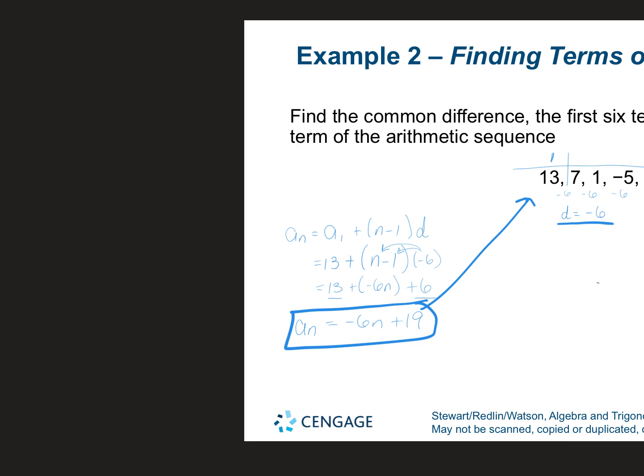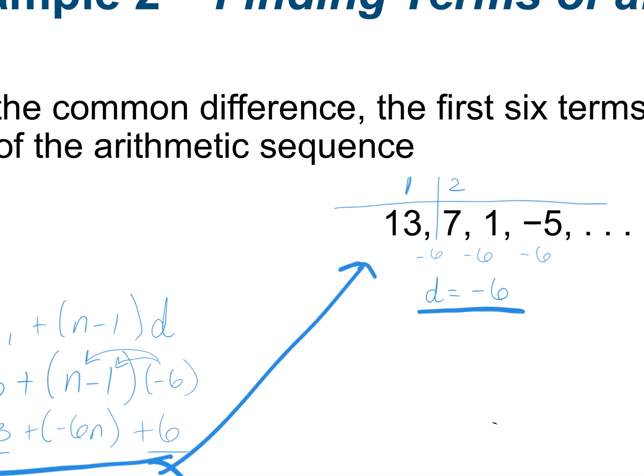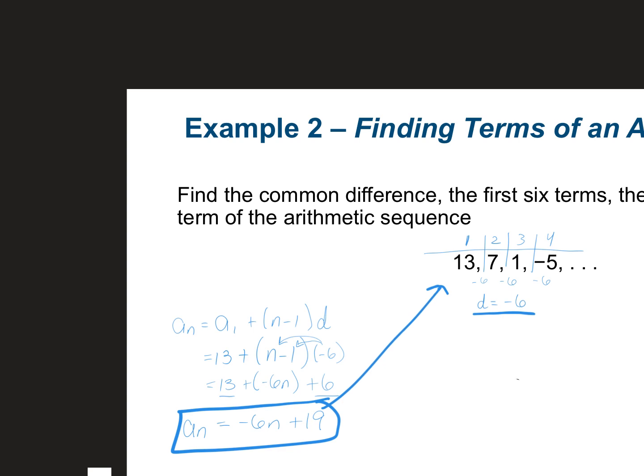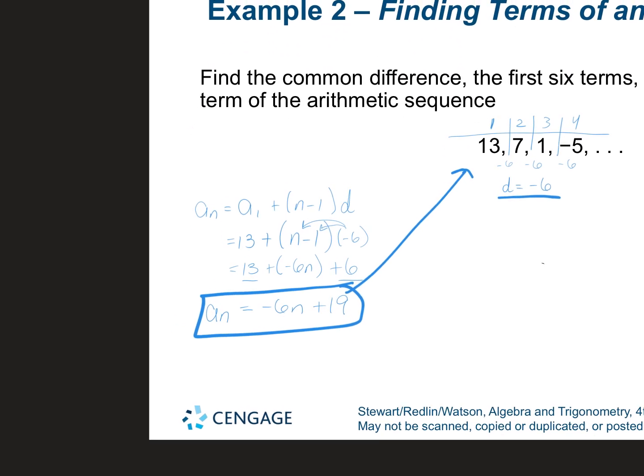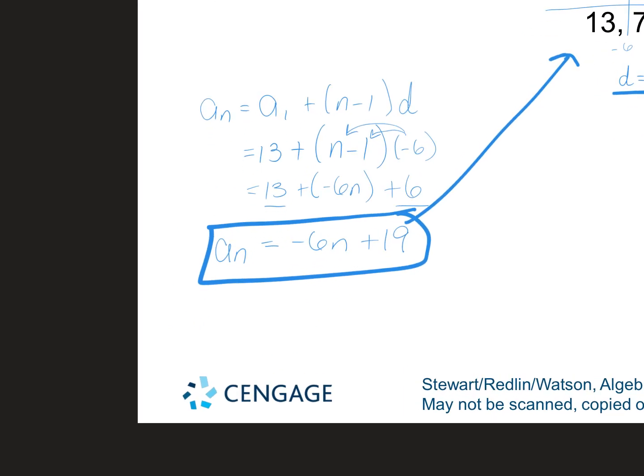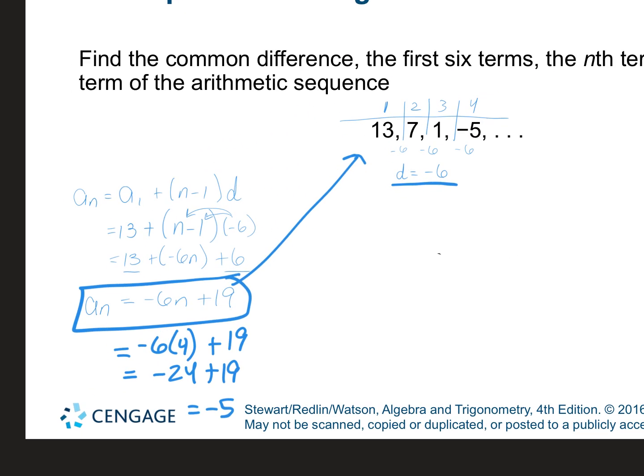So if I was going to say, okay, what's the fourth term? This is the second, the third, and the fourth. So the fourth term of this sequence we see is negative 5. So let's just check our rule and see. I say negative 6 times, I'm looking for the fourth term, so that's what I put in for n, plus 19. Well, negative 6 times 4 is negative 24 plus 19. Negative 24 plus 19 equals negative 5. What is the fourth term of this sequence? Negative 5. So that's the rule that we wrote.